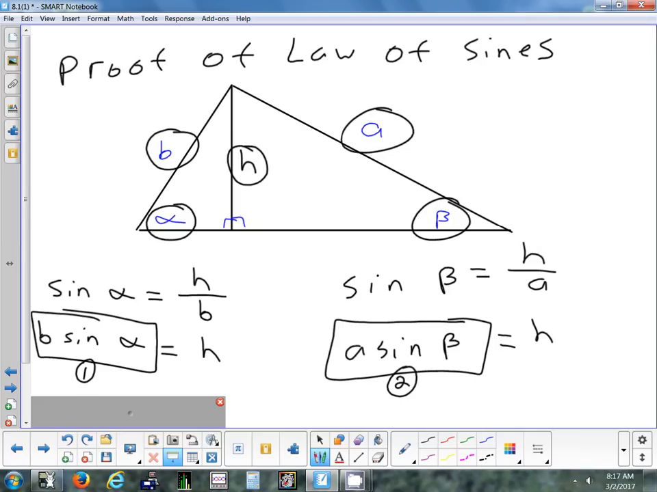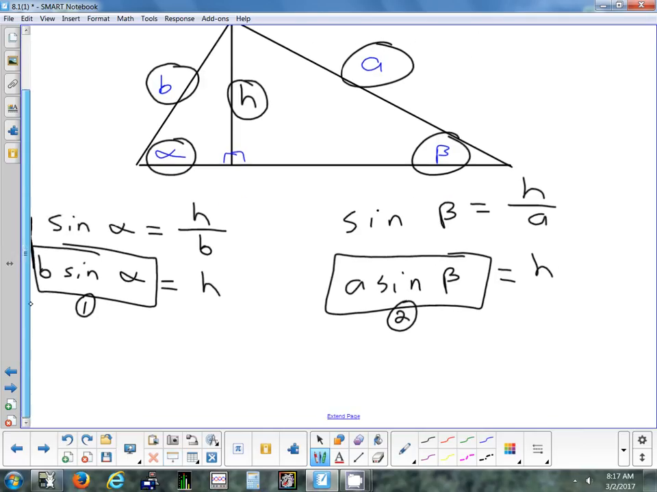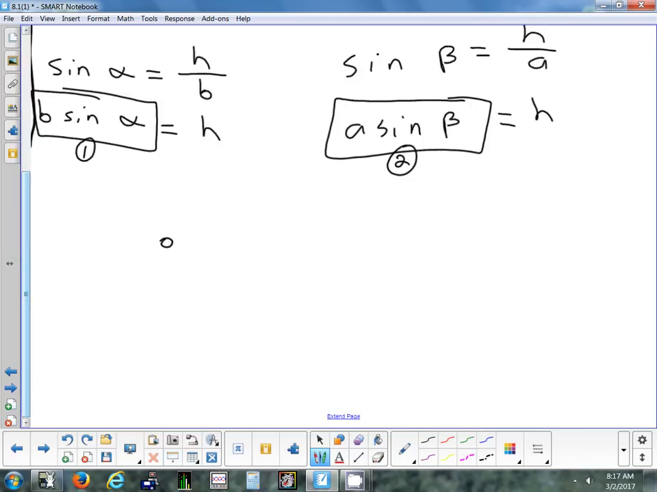Now, box 1 and box 2 are equivalent because they both equal h. So because they're equivalent, I can write b sine alpha equals a sine beta. Any questions on that? That's box 1 on the left, box 2 on the right.